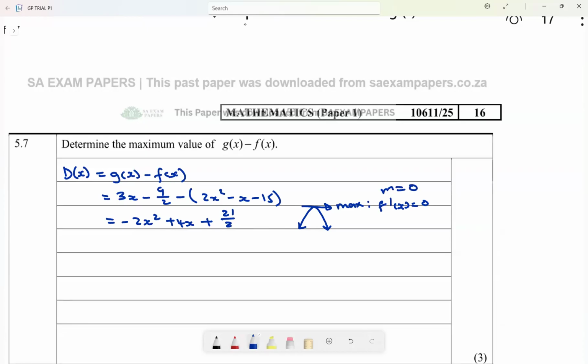So now I need to find the first derivative. And it needs to be equal to 0 because it is at the maximum. So I'm going to say it is negative 4x plus 4. It is equal to 0. This is negative 4x plus 4 equal to 0. And then x will just be equal to 1.